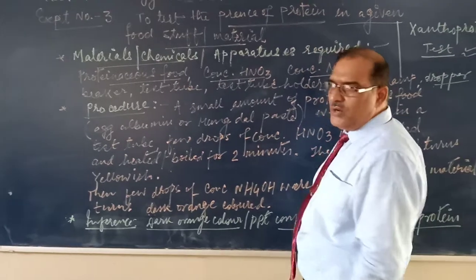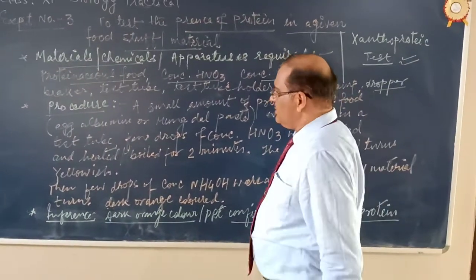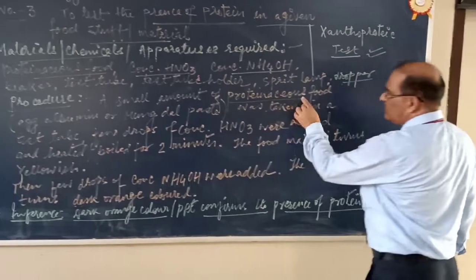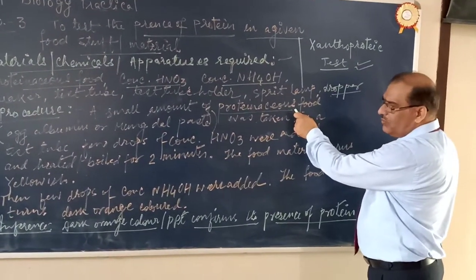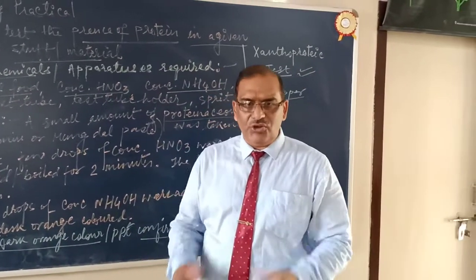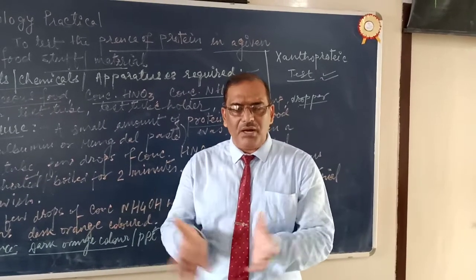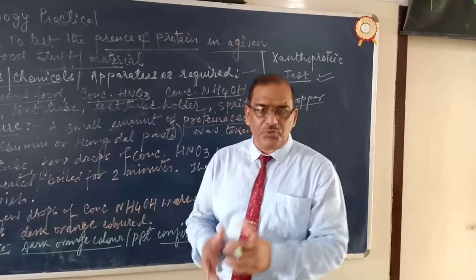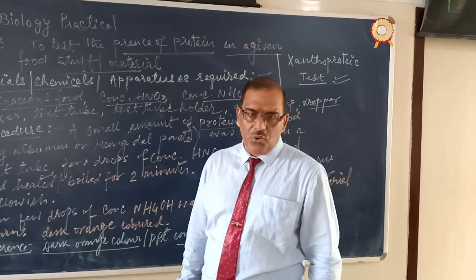Now, procedure: how to do the practical? How to start the practical? First of all, we take a small amount of proteinaceous food. A small amount of proteinaceous food may be egg albumin, the white part of the egg. If you boil the egg, the inner yellowish part is yolk, and the outer white part is called albumin. So the albumin part of the egg is protein, and the inner yellow part, yolk, is not protein.